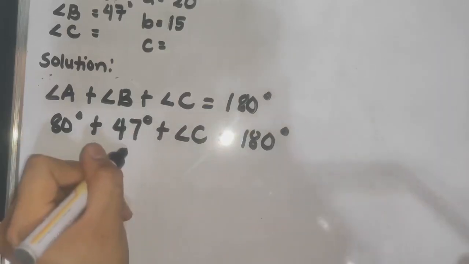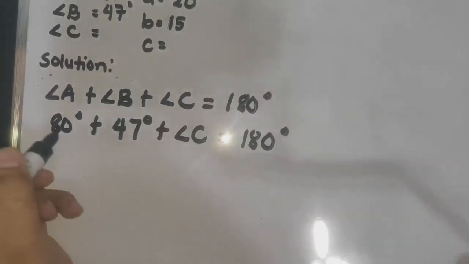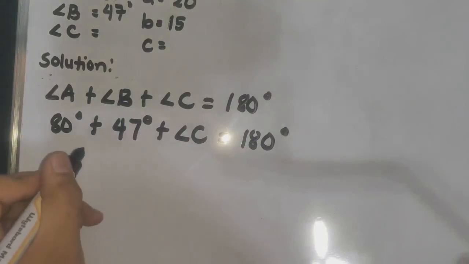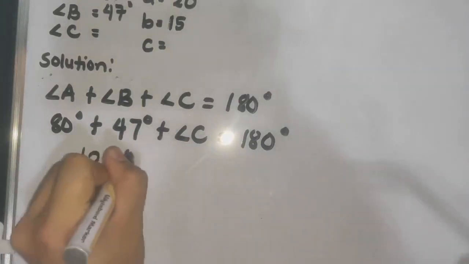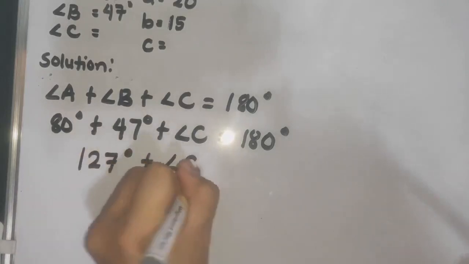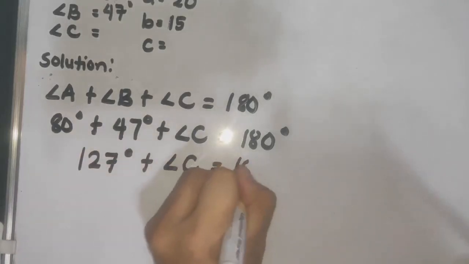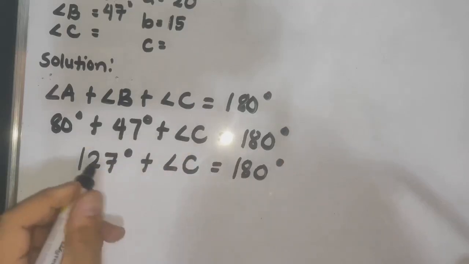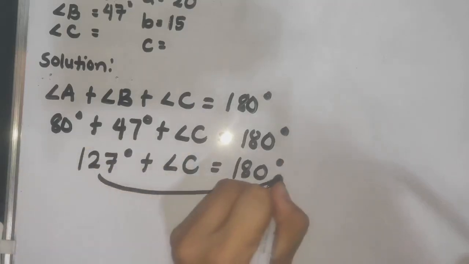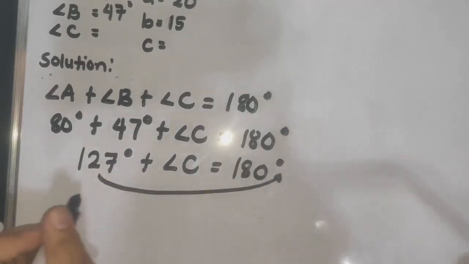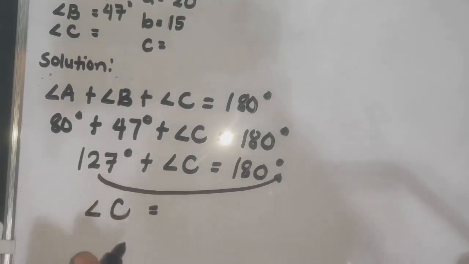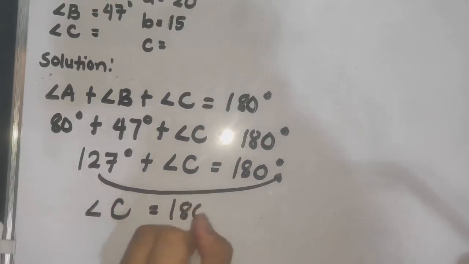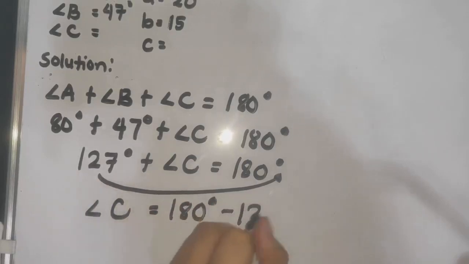So, add natin yung dalawa. So, the answer is 80 plus 47 is 127 degrees plus, bring down angle C, equals 180 degrees. So, ililipat natin yung 127 sa kabilang side ng equation para angle C na lang yung matitira dito sa left side. So, angle C is equal to 180 degrees minus 127 degrees.